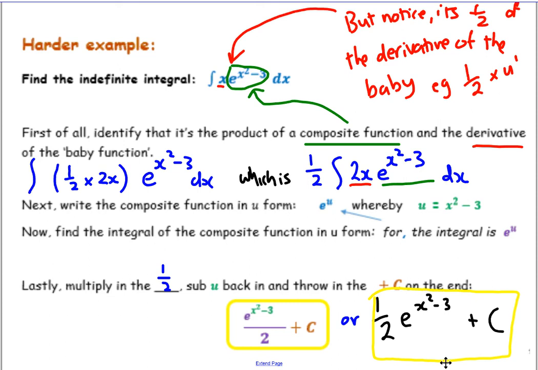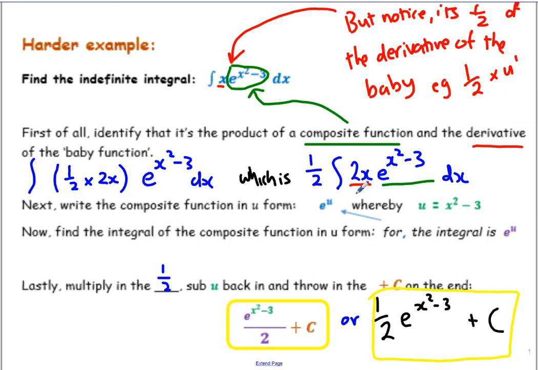Derivative of the integral of 2x would just be... And what would the integral of 2x be? It'd be 2x squared over 2, which is x squared. Yeah.